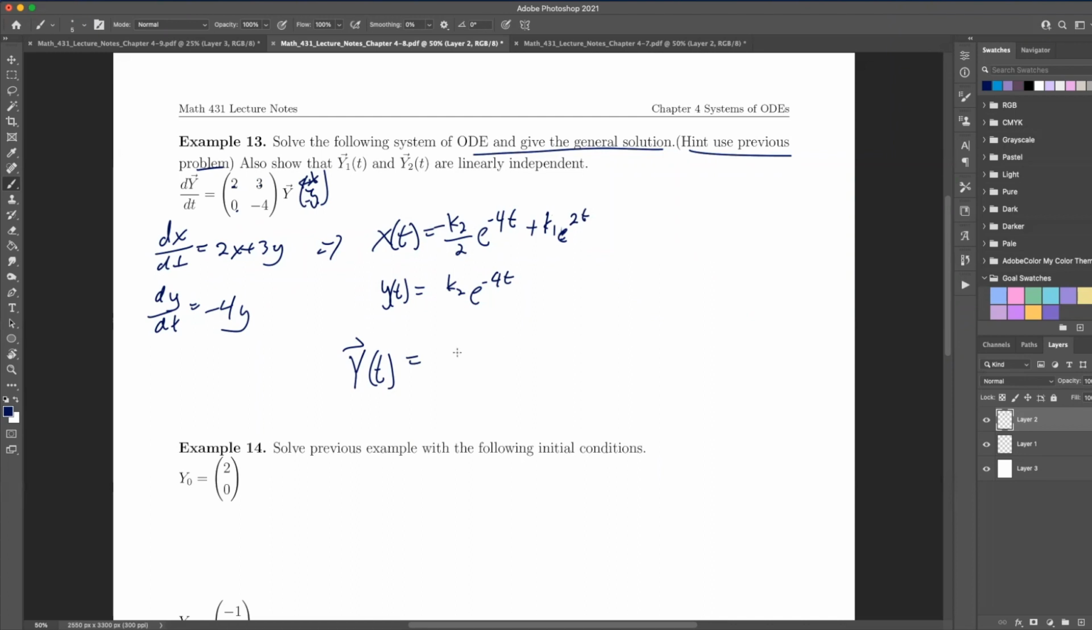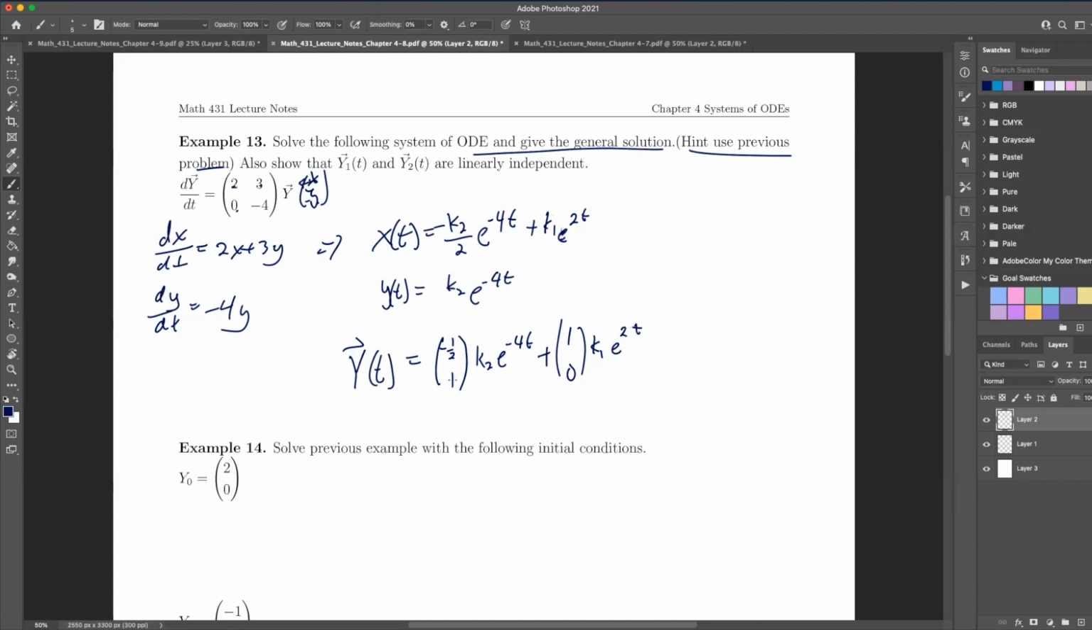So let's do this. Here I have basically the same thing, right? So here I have minus a half and a 1, k2 e to the minus 4t plus, here I have a 1 and a 0, k1 e to the 2t.